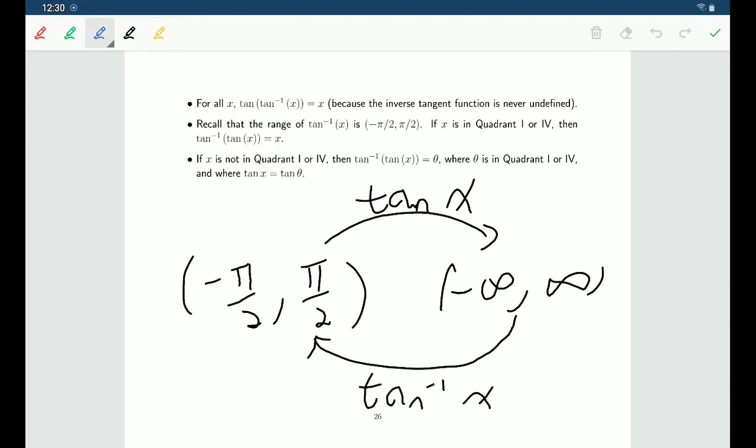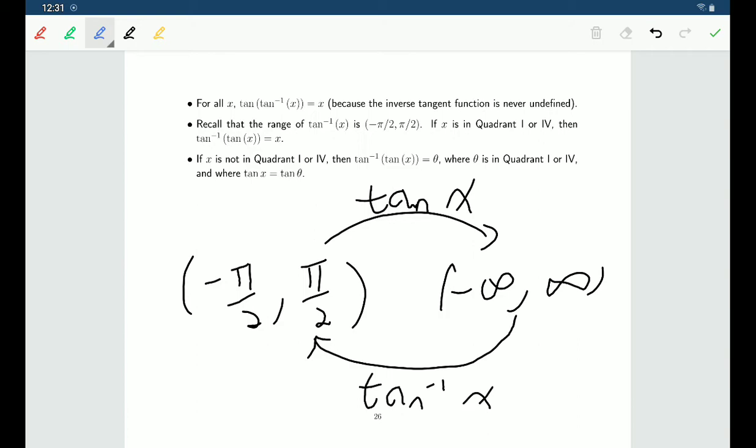If you take something in the restricted domain for tangent, then tangent inverse will take you back to that angle again. Take any real number. This is the one that's kind of nice. You can always put it into tangent inverse. It'll give you an angle, and tangent will take you back again. So here, unlike the other two functions, we never have to worry about not being able to put a number in for tangent inverse, because everything is in the domain of tangent inverse.